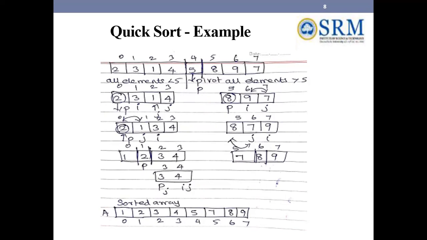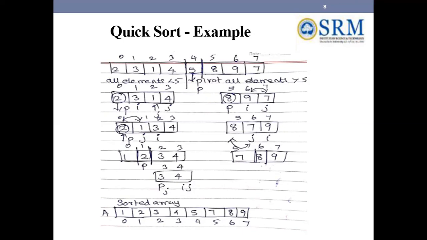Take 2 as the pivot element, I points to the first element, J points to the last element. So compare. From the left, we are searching for the element which is greater than 2. So 3 is greater than 2, so stop I. From the right, 4 is greater than 2, so decrement J. 1 is lesser than 2.